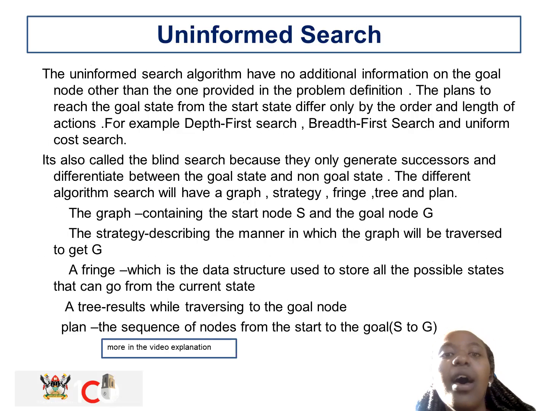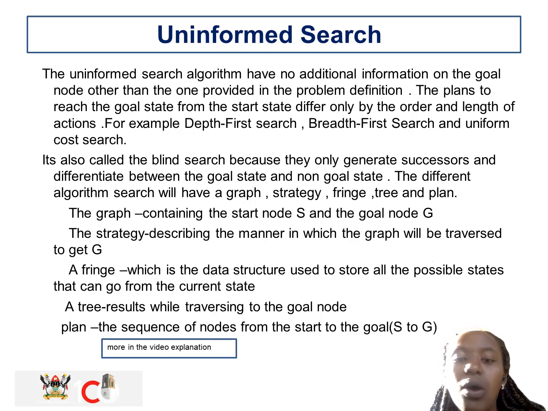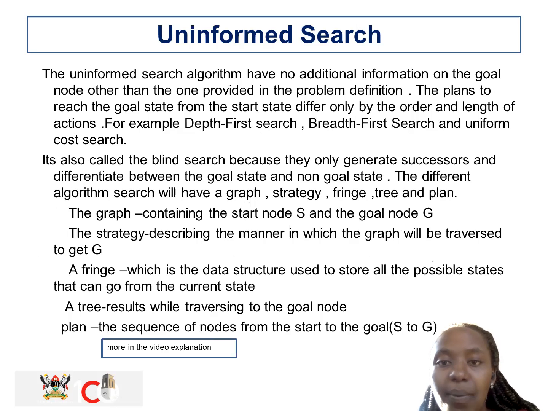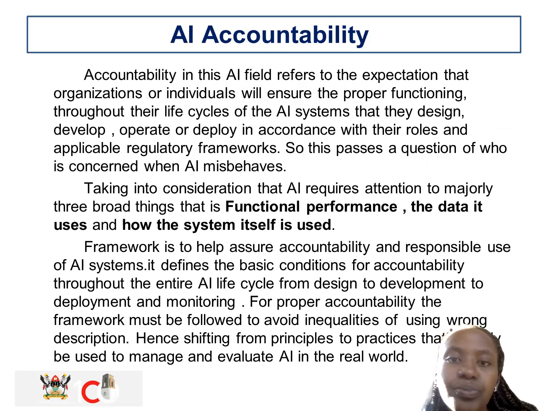And then the uninformed search, we call it a blind search. We call it a blind search because it doesn't have the domain knowledge. It has no domain knowledge of what is taking place. But regardless, it is also meant to reach the main goal. By all means, it's going to reach the main goal.